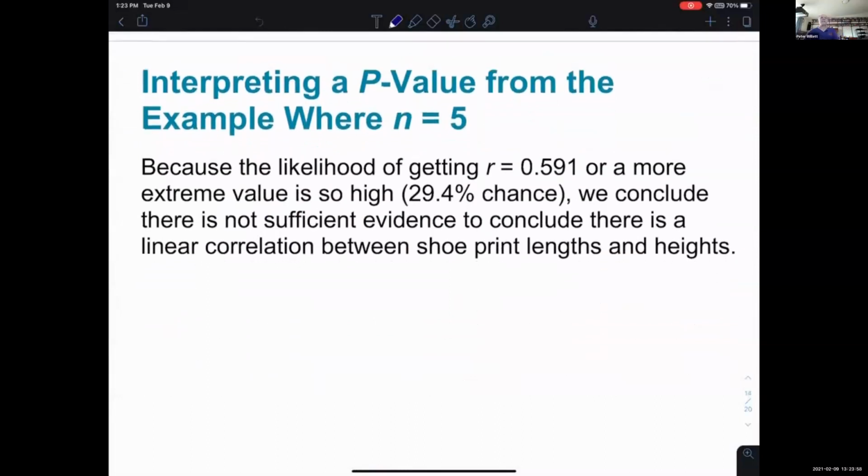So here's their attempt to make the sentence that I was also just trying to make. Let's see if it matches. Interpreting the p-value from the example where n is 5: because the likelihood of getting that 60% R value or more extreme is so high, 30% chance is a high likelihood, meaning it could happen fairly regularly, we conclude there's not sufficient evidence that there is a linear correlation between the shoe print lengths and heights.